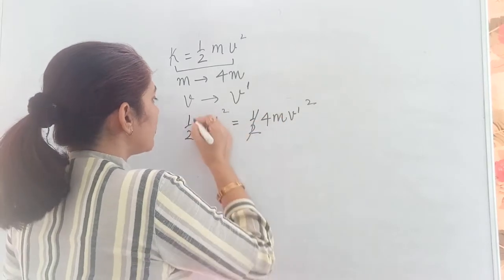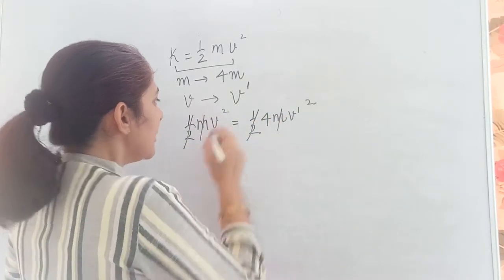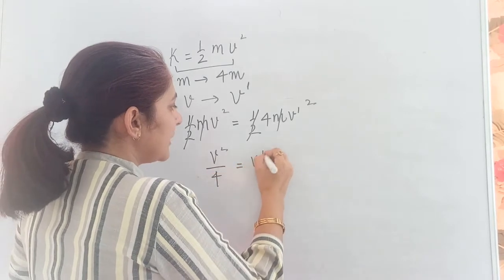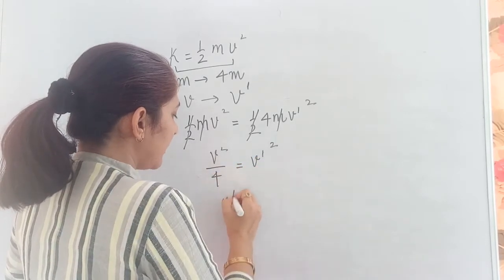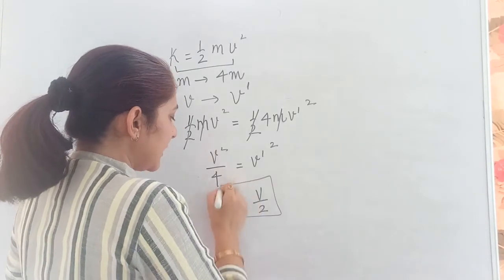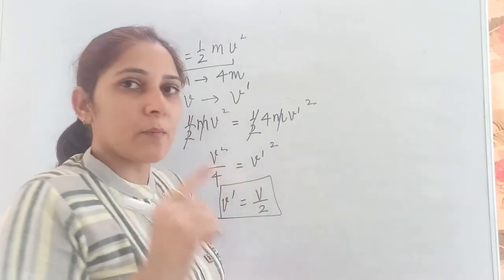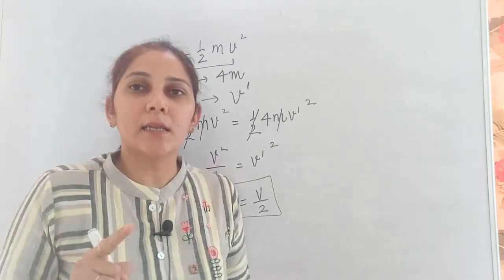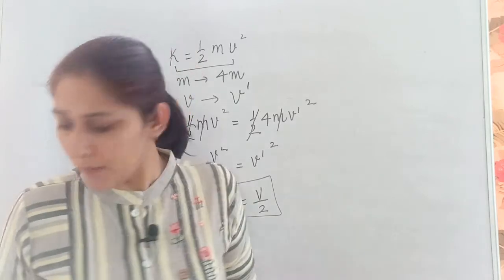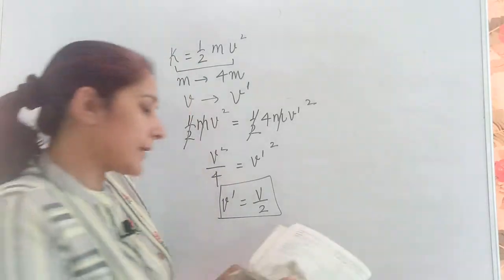From here we are going to find out, this m will be cancelled, so this is v square by 4, that is equal to v dash square. So v dash will be given by v upon 2. This is the new velocity, that means velocity should become half, so that the kinetic energy will remain 1 by 2 mv square only. Okay, now coming on to the next, that is 12th.